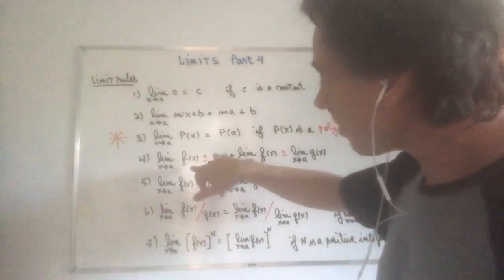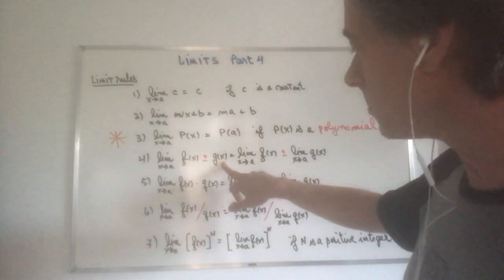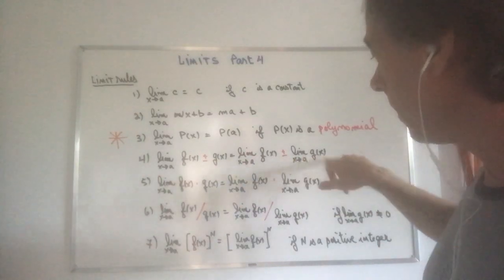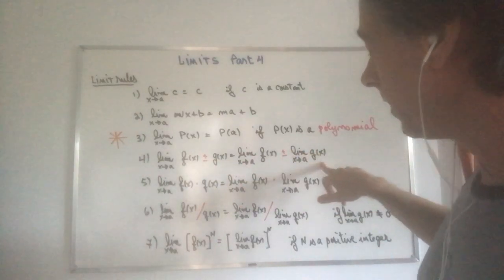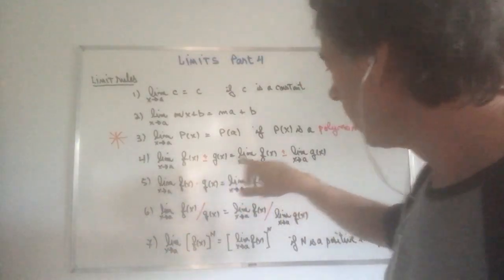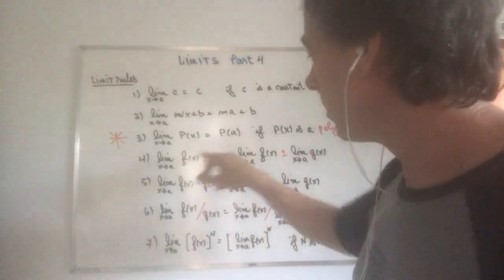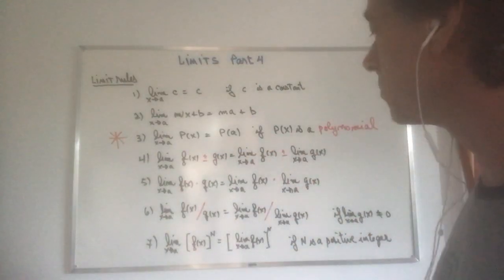Now this one, the limit as x approaches a of a function plus or minus another function. I can split the limit and give it to each. Sometimes we refer to this as the limit of a sum is the sum of the limits. I could also say the limit of a difference is the difference of the limits as well.